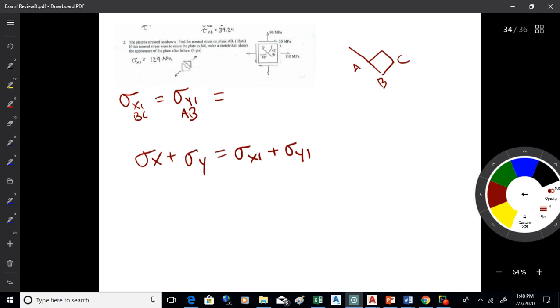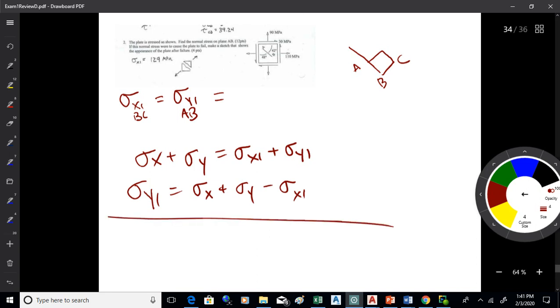If you've got one stress on a 90-degree element, that's the quickest way to find the second. So remember that, okay? You don't have to run the whole trig formula a second time. You don't have to do equation 25 a second time. So you go ahead and solve for sigma y1, which is sigma x plus sigma y minus sigma x1. Okay, that's how you do it.